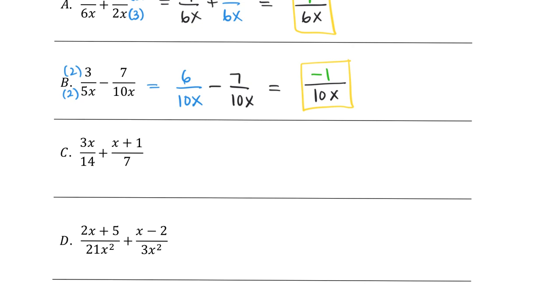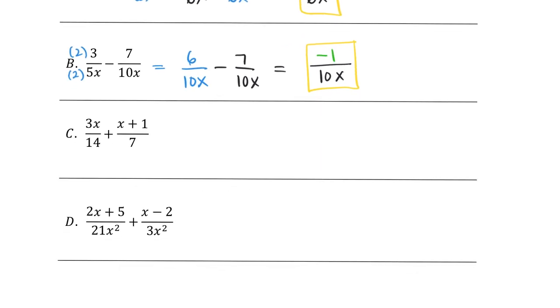Okay, let's try a couple more. For C, I have 3x over 14 plus (x + 1) over 7. Let me look at this smaller number. Can I turn that into 14? Yes, I can do it by timesing 2. If I times 2 on the bottom, I do it on the top, but I have to times the whole thing by 2. So let's rewrite this.